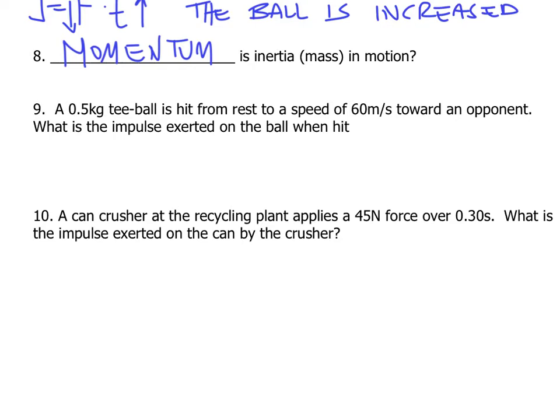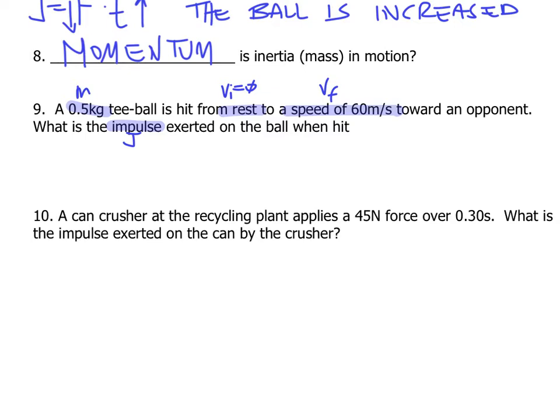Number 9, a 0.5 kilogram T-ball is hit from rest to a speed of 60 meters per second towards an opponent. What is the impulse exerted on the ball? Okay, so in this problem, I've got mass, I've got an initial velocity of 0 because it's at rest, and I've got a final velocity of 60. I want to know impulse, which is J.